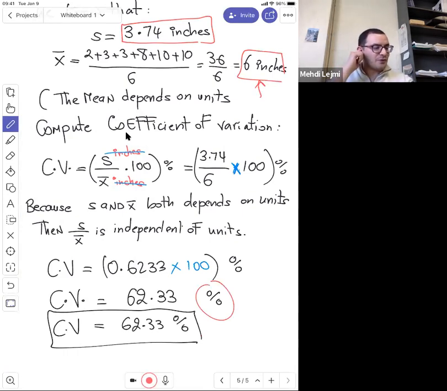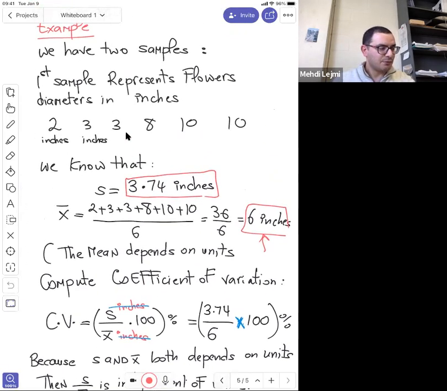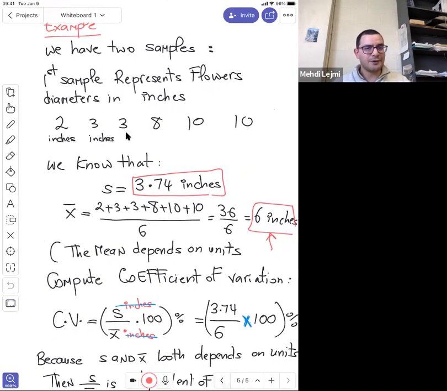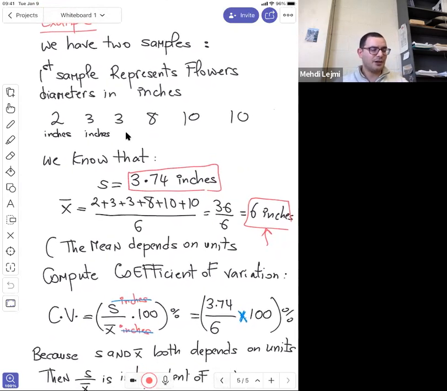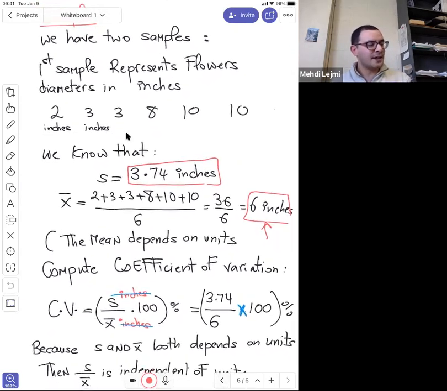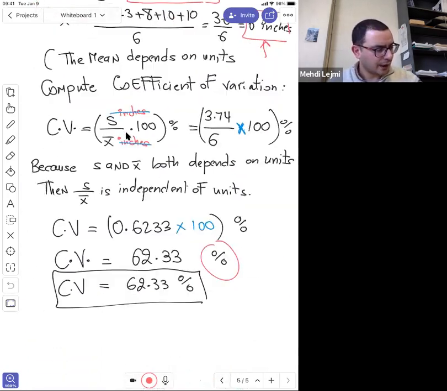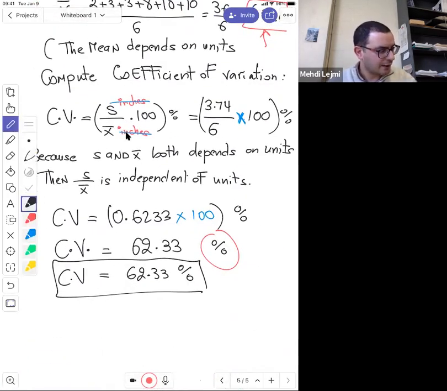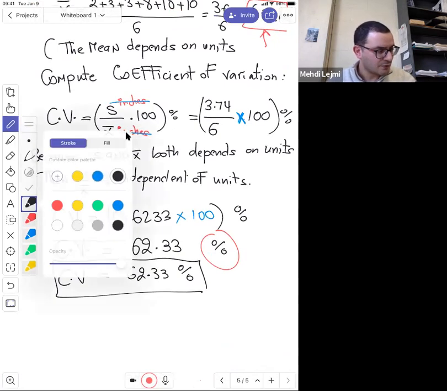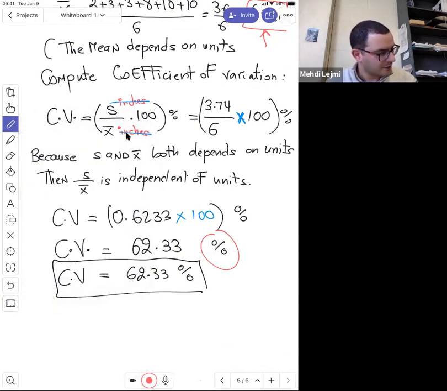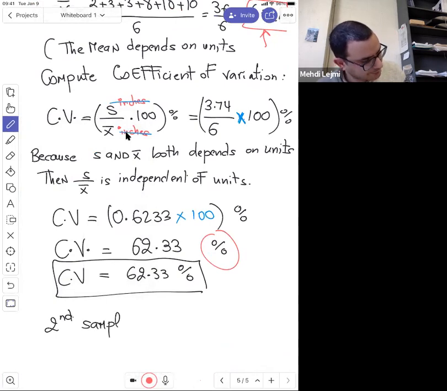All right, so that's the coefficient of variation of this first sample. And as I said, this sample represents flowers' diameter, so the unit is supposed to be inches. All right, so now let's say we have a second sample, and this second sample is from a different population.